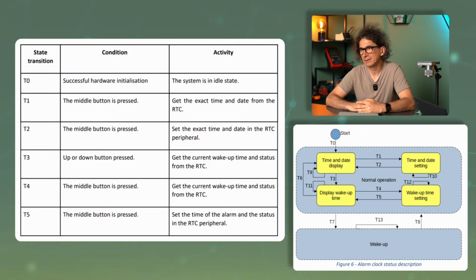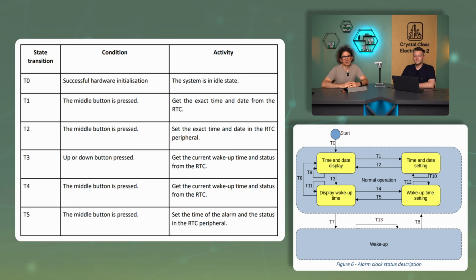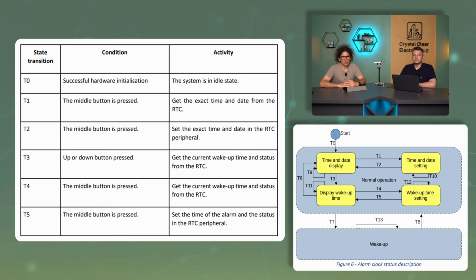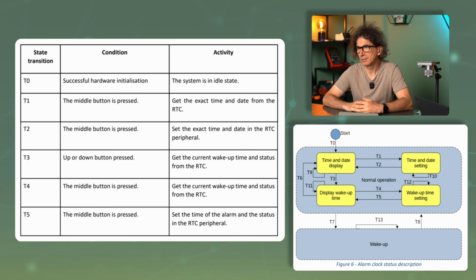Let's see the state transitions, their conditions, and what kind of activity they perform. The condition of T0 is the successful hardware initialization when the system will be in idle state. In T1, when the Enter button is pressed, the exact time and date from the RTC is retrieved. In the case of T2, when pressing the Enter button, we can set the exact time and date in the RTC peripheral. During T3, when we press the up or down buttons, the current alarm time and status are retrieved from the RTC.